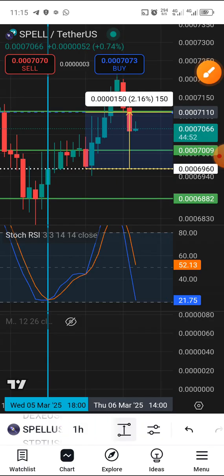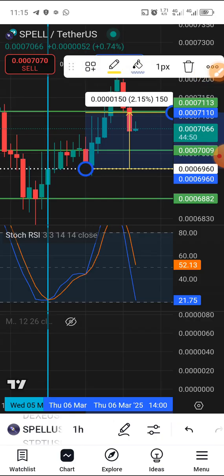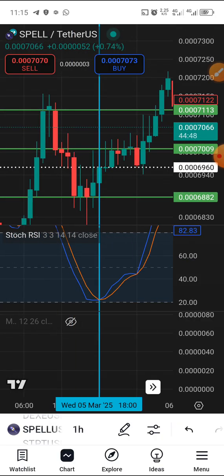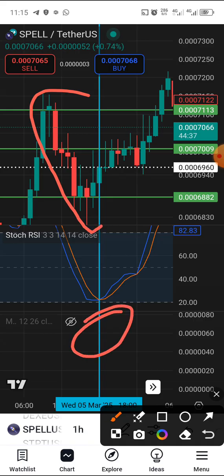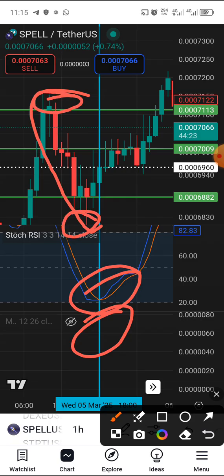But where do you get your resistance and support lines? Here, on the previous history. Mark my words, the previous history. While using the vertical line on this stochastic RSI, you have to focus on the most recent highs and lows.